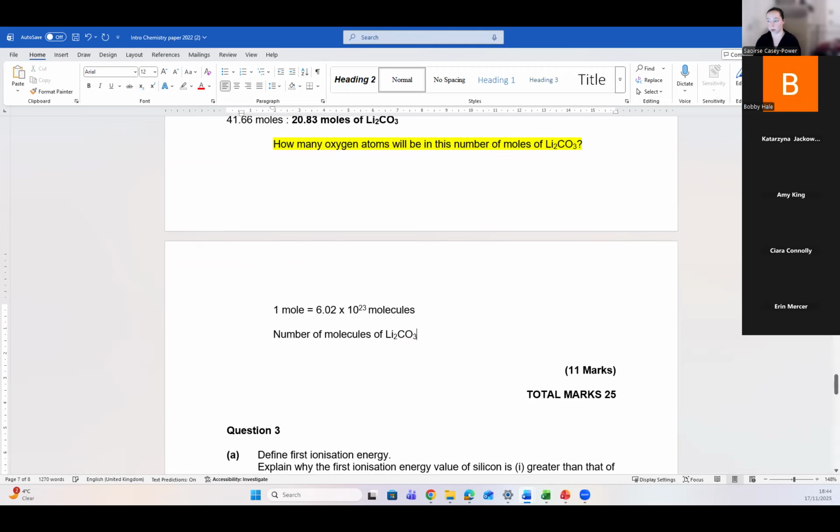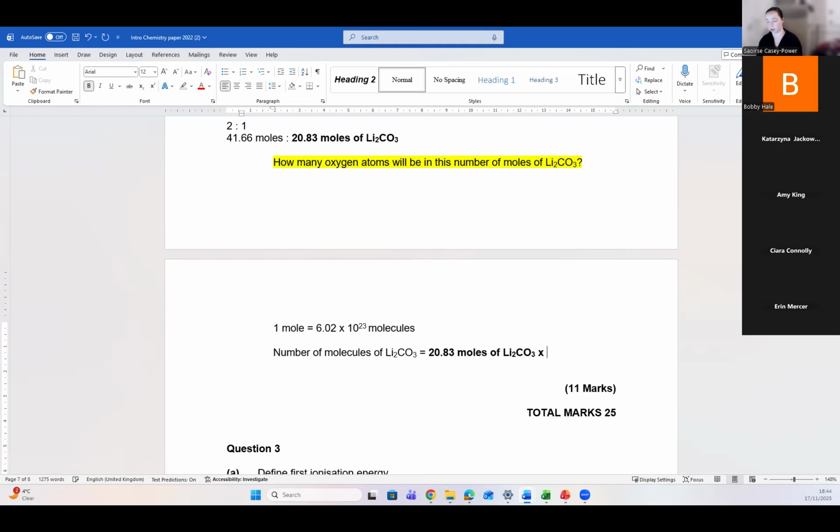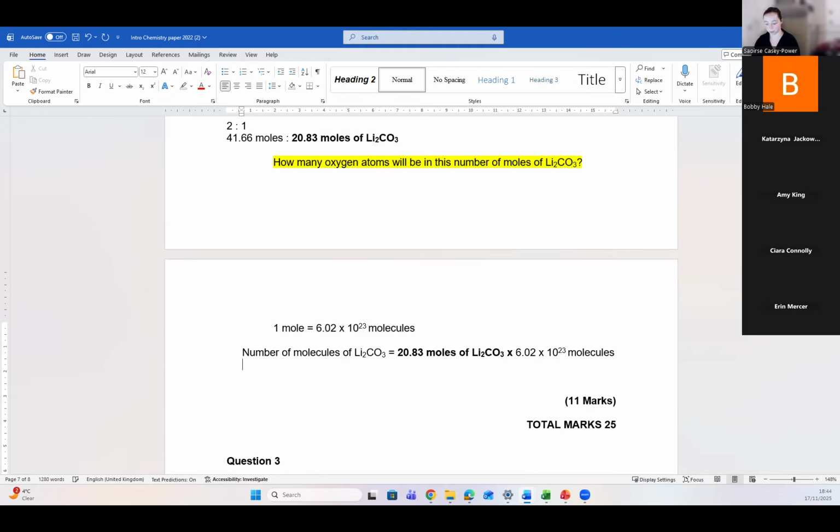But I don't. I have 20.83 moles. So if 1 mole is equal to this, what do you suggest I do to work out how many molecules I actually have? Sorry, what was that? Multiply by Avogadro's. Exactly. You're just going to multiply your number of moles by the number of molecules.